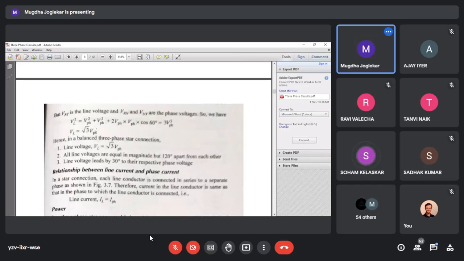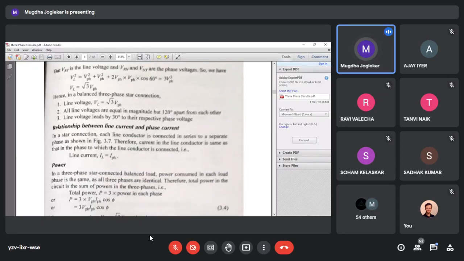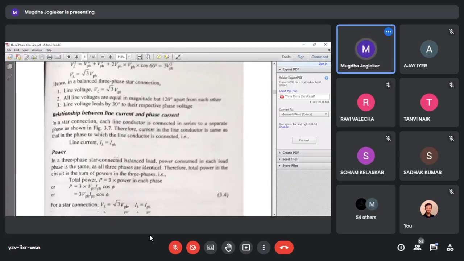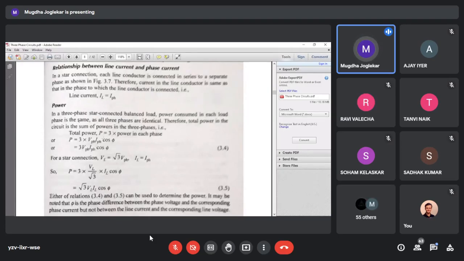Yes or no? Yes, ma'am. So the line voltage and phase voltage relationship will be understood. That is VL is equal to root 3 VPH. And as I told you earlier, line current IL is equal to IPH always in star connection. Therefore, from these equations, we can find the power: 3 into VPH, IPH cos phi. We already know the power equation generally is VI cos phi, but here a three phase circuit is there, so that's why I'm multiplying it with 3. VPH is VL by root 3, IPH is IL. Substitute the values here: root 3 into VL by root 3 into IL cos phi. So power is equal to root 3 VL IL cos phi. Total power absorbed by the circuit is root 3 VL IL cos phi.